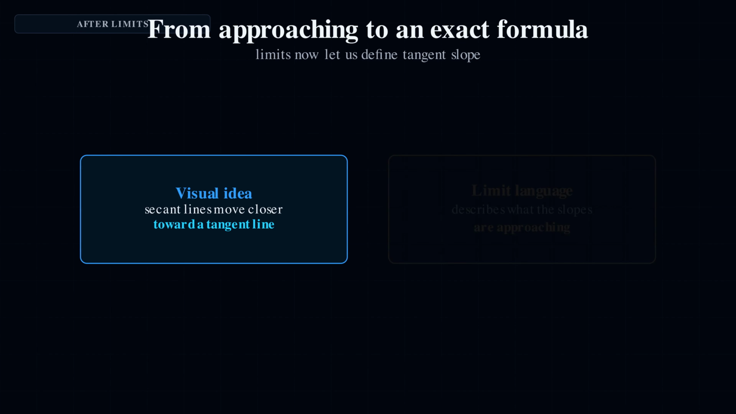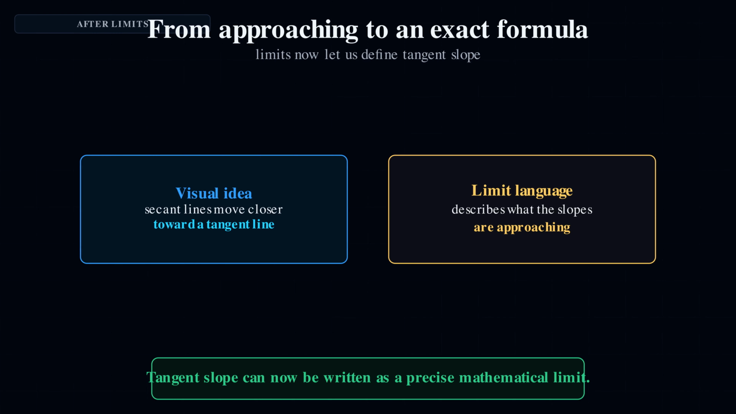Now that limits are available, we can describe tangent slope precisely. The visual idea was that secant lines move closer and closer to a tangent line. Limits tell us what those secant slopes are approaching. So the derivative is not just a drawing, it is an exact limiting value. This chapter builds that formula from input change, output change, secant slope, and a limit.